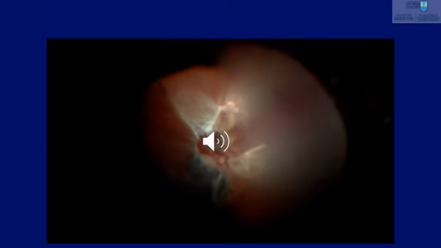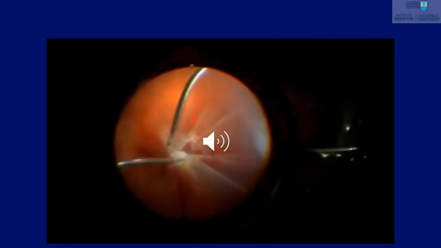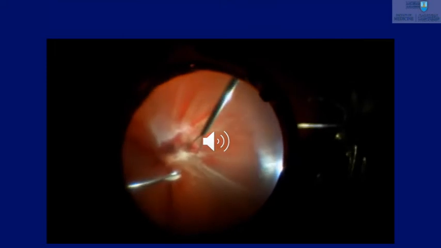Again, if there is dense subhyaloid hemorrhage due to the complications of the neovascularization, we go for vitreous surgery, remove the vitreous and remove the hemorrhage so that we give clear media for the retina to work.